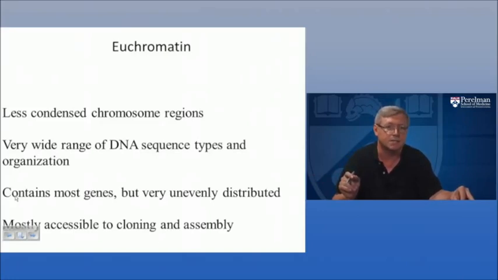Most of the genes are located in euchromatin, very unevenly distributed throughout the euchromatin. Some regions of euchromatin have a very high density of genes. Some regions have a very low density of genes. Most of the euchromatin is accessible to cloning and assembly. So when we talk about the human genome and the human reference genome, we're really talking about the sequence of the euchromatic region of the human genome.